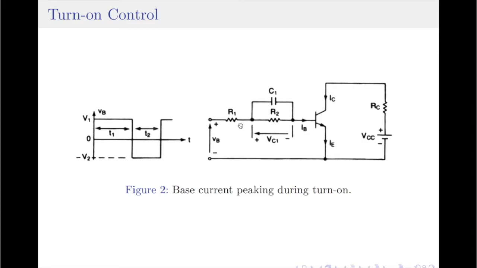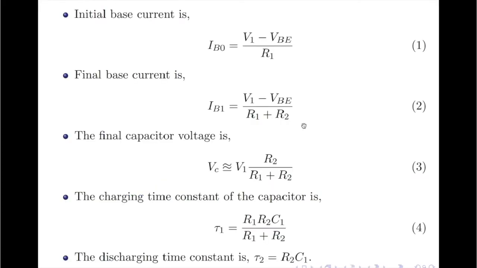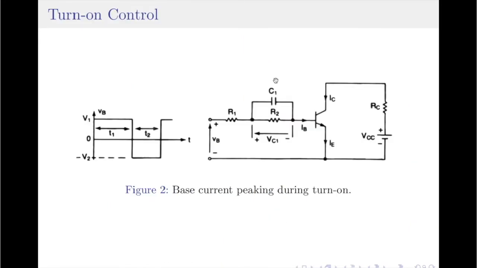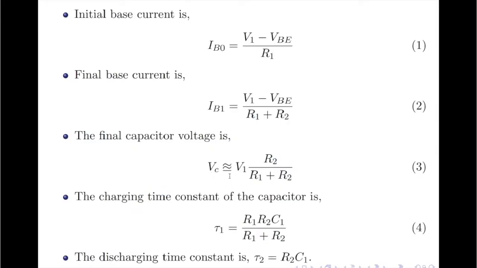Let the current at this particular time be denoted as IB1, and this IB1 is given by V1 minus VBE divided by R1 plus R2. This can once again be obtained by applying KVL to the base to emitter loop. The voltage across the capacitor when it is fully charged is given by Vc approximately equal to V1 multiplied by R2 divided by R1 plus R2. Also, the time taken by the capacitor to charge from 0 to Vc, which is the final capacitor voltage, is given by tau 1 equals R1 R2 divided by R1 plus R2 multiplied by C1.